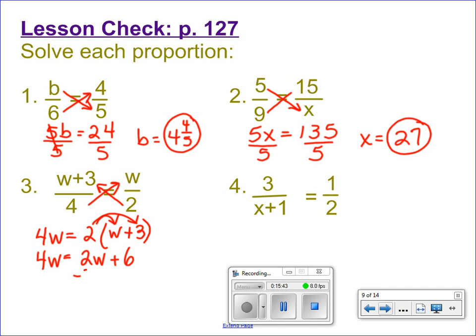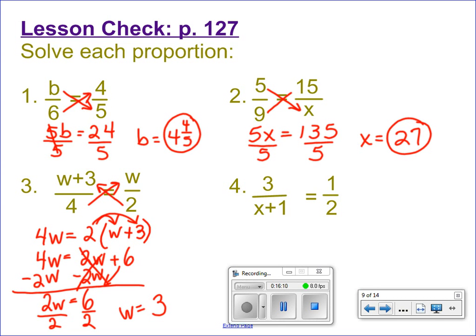I'm going to now get my variable on the same side, so I'm going to subtract the 2w from the right so that it disappears. And 4w minus 2w would give us 2w. On the right-hand side, I simply have my 6 left. And then dividing by 2, I get w is equal to 6 divided by 2 is 3.